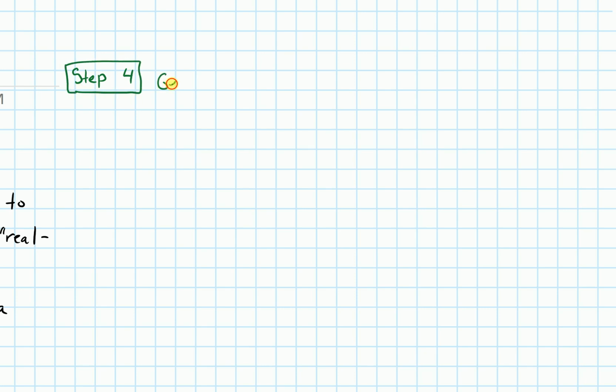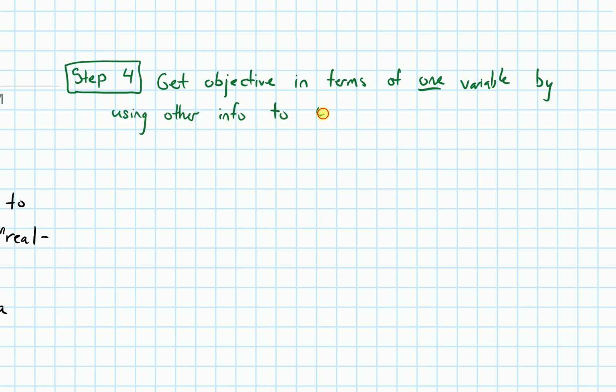So step 4 is to get the objective. That's the equation that we just wrote down for the thing that we want to maximize or minimize. Get the objective in terms of one variable by using other info to write a second equation called the constraint. Okay, so let's talk about what this looks like.